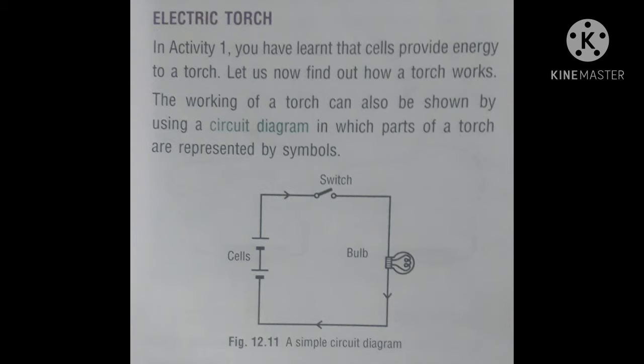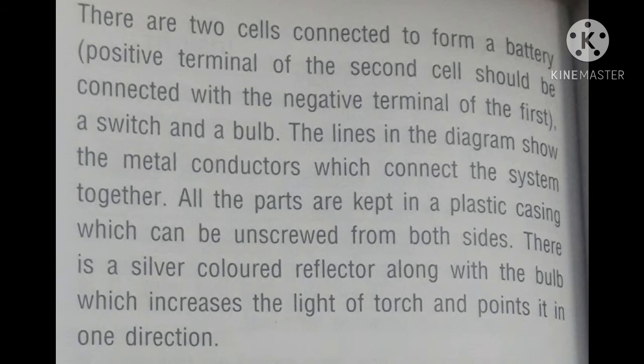Two cells, when connected, form a battery. The positive terminal of the second cell should be connected with the negative terminal of the first to form a battery. And the switch and the bulb are also used in the circuit. Children, in the circuit diagram, the lines drawn show the wires, metal conductors which connect the system together.